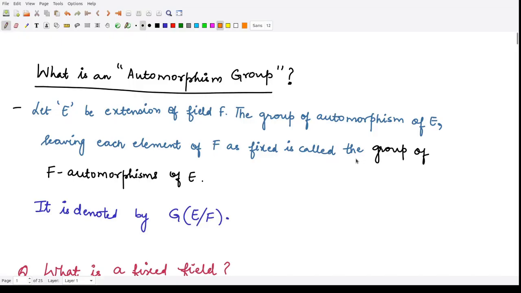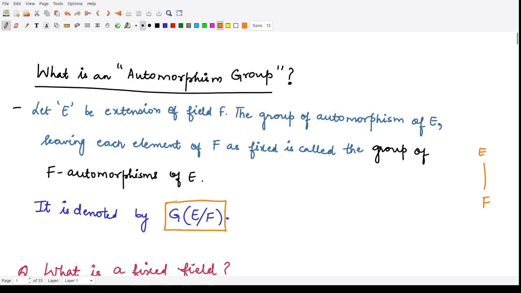So the next topic is automorphism groups and fixed fields. First of all, let me check what is the definition of automorphism group. For automorphism group, we have this definition: suppose F is the given field and E is the extension field of F. Then the group of automorphisms of E leaving each element of F fixed is called the group of F automorphisms of E, and it is denoted by G(E/F).